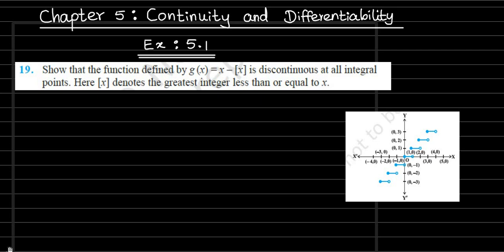In this video, we are going to see for CBSE Maths Grade 12 Standard Chapter 5 Continuity and Differentiability in Exercise 5.1, 19th sum. So already in the last videos, I have uploaded solutions till 18th sum. Now let's start with the 19th one.